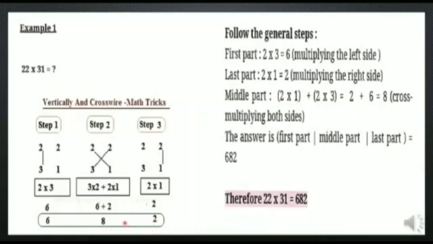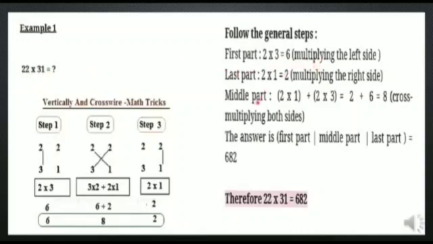We have summarized it in some steps, how you can do it in a few steps. First part, you will be multiplying the numbers on the left hand side of a two-digit number. So what are the numbers on the left hand side, or what are the numbers on the tens place? It is 2 and 3. So you will multiply 2 and 3 and you will get an answer as 6. And what we have written in the bracket, that we will be multiplying the left side.